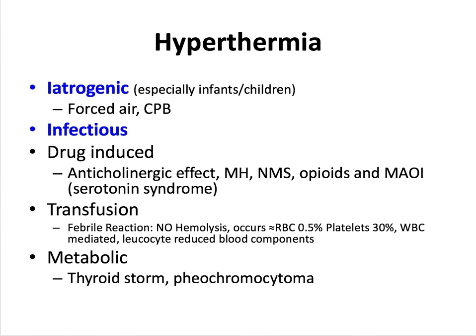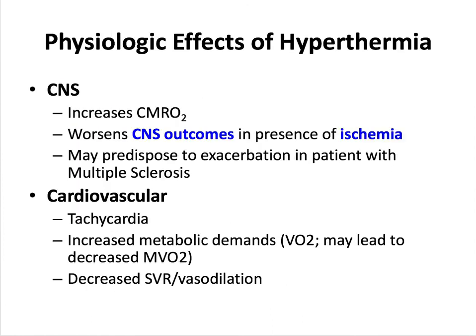So the physiologic effects of hyperthermia, temperature going up, include the brain uses more oxygen and can worsen CNS outcomes if ischemia is present in the brain. So a stroke patient, letting them get hot, not a great idea. Interestingly, in patients with multiple sclerosis, even small elevations in temperature in the perioperative period may predispose them to an exacerbation and should be avoided.